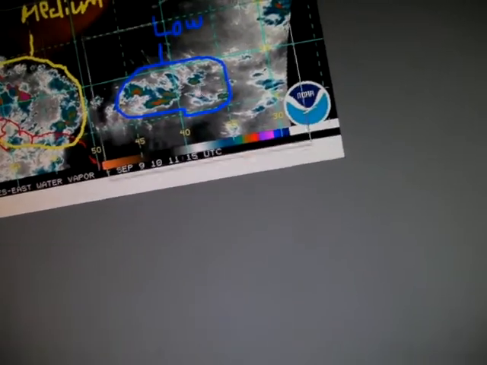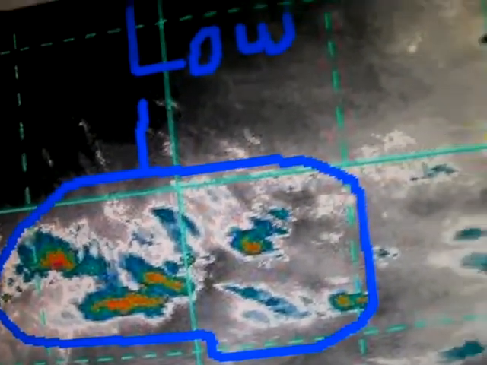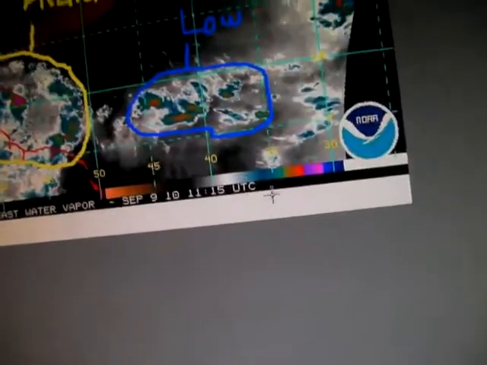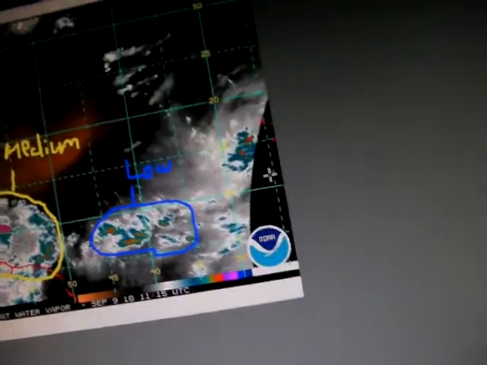I'm going to take a look at the low area. As you can see, it's very poorly set up here. Just a few clusters of thunderstorms, but it is somewhat organized, so that one's not going to be too big of a concern. And this is just a little corner of Igor.